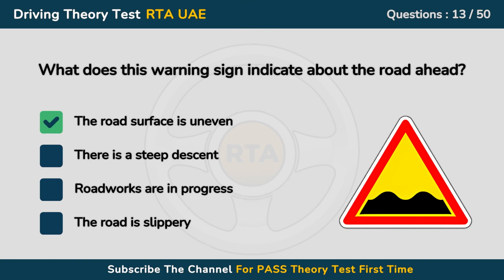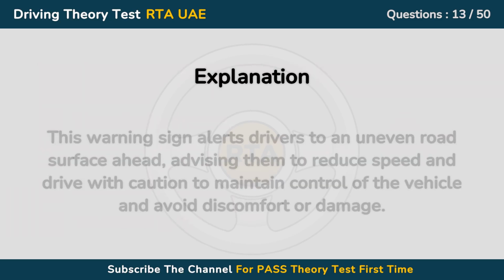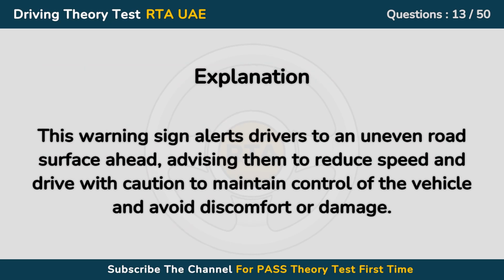Answer is A. The road surface is uneven. This warning sign alerts drivers to an uneven road surface ahead, advising them to reduce speed and drive with caution to maintain control of the vehicle and avoid discomfort or damage.